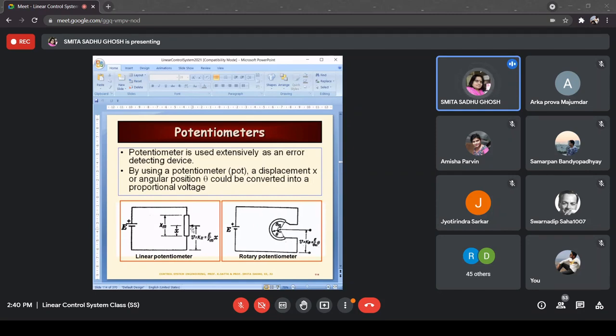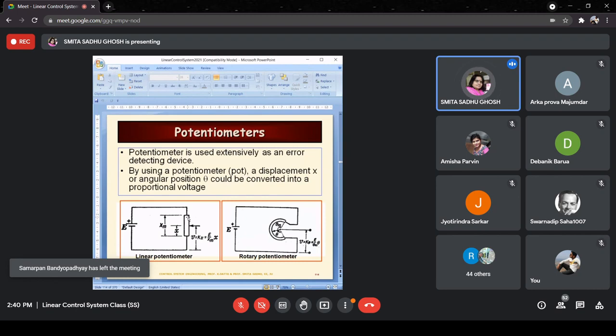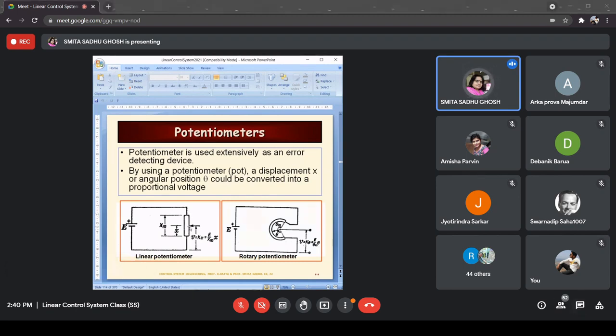So there is a pointer over here, and you can slide the pointer along this resistive element. If this is the reference end, for example, this end is grounded, then what will be the voltage at the output? Voltage at the output means from the pointer to the reference point, maybe the ground.